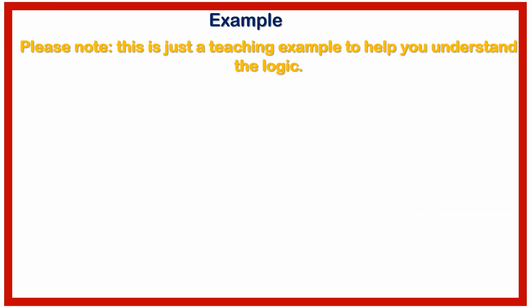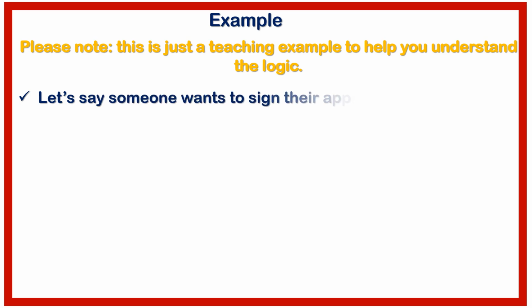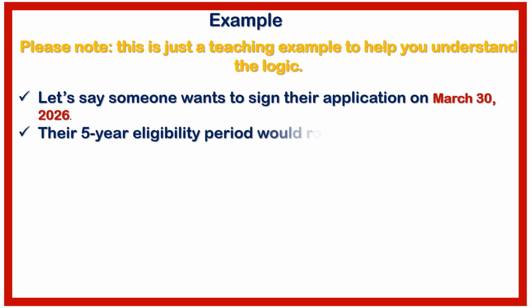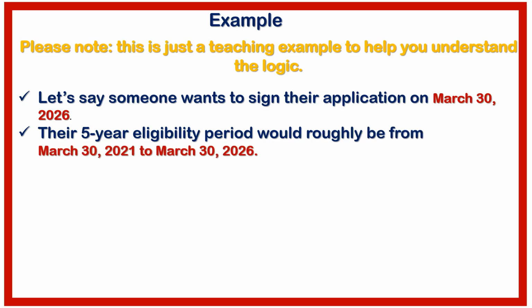Now, let's do a simple example. And note, this is just a simple teaching example to help you understand the logic. Let's say someone wants to sign their application on March 30, 2026. Their 5-year eligibility period would roughly be from March 30, 2021 to March 30, 2026.